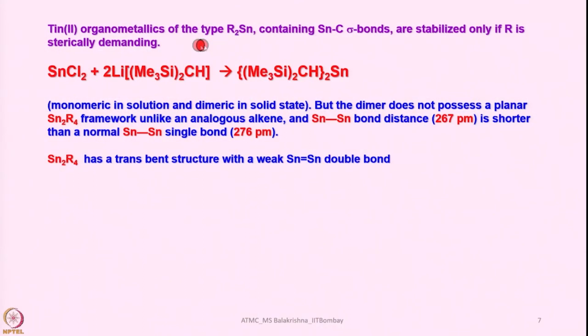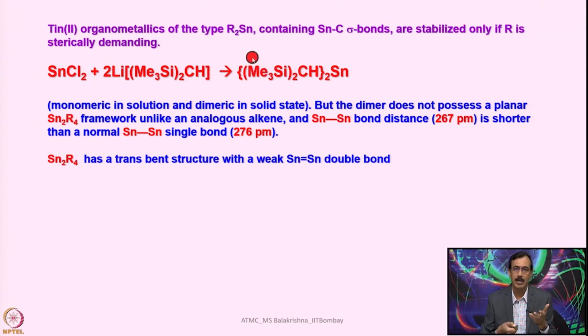Now, I will show you another interesting hybridization, looks very similar to ethylene, but they utilize it in a different way to facilitate metal to metal multiple bonding, especially in the case of main group elements. Tin(II) organometallics of the type SnR2, with bulky organic ligands containing tin to carbon sigma bonds, are stabilized only if R is sterically demanding. That means, in order to stabilize elements in their low valent state, you have to have bulky groups, they will give umbrella protection.